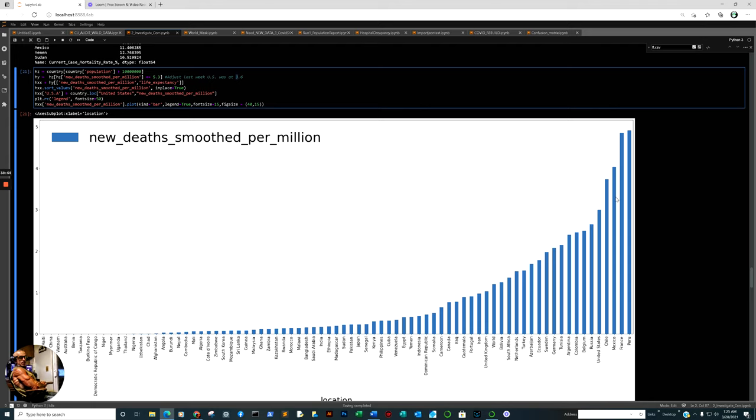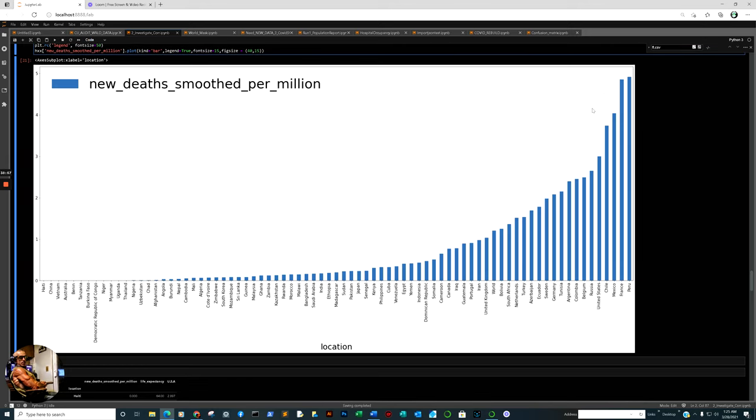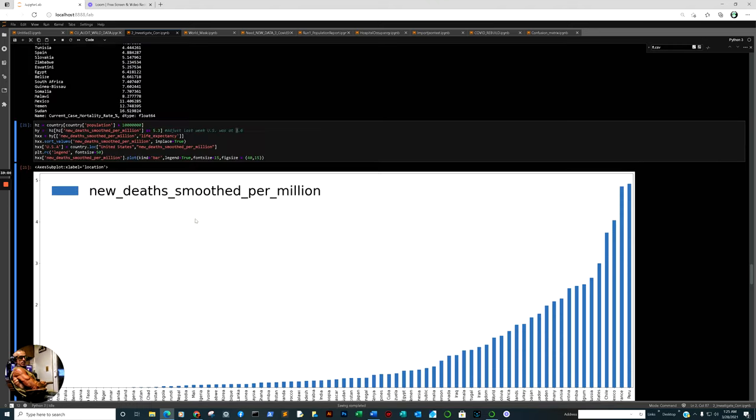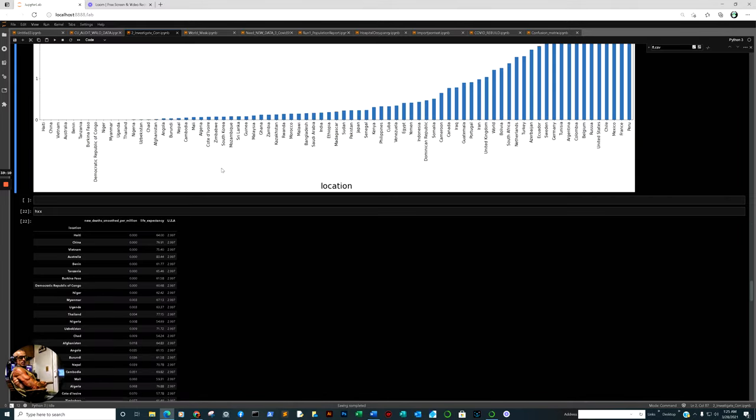Mexico is still pretty hard hit. France and Peru, as far as deaths per million, but you have to keep in mind we're looking at those numbers there. And so the United States is at 2.997, and we started at 3.6.